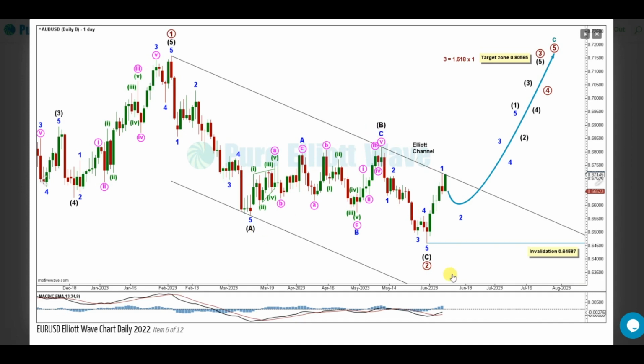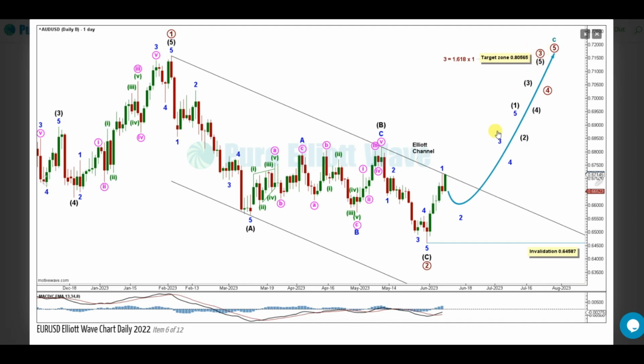a wave 2 position. Since the bottom here, we've had some very sharp movement upwards, and it has recently stalled at the Elliott wave channel. Again, if we see a daily candlestick above and not touching this Elliott wave channel, this will be the primary wave count that sees primary 2 over and primary 3 underway.